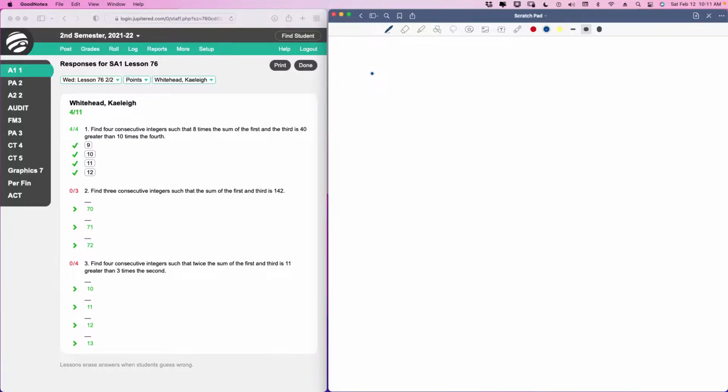The main thing you have to do to find consecutive integers is first set up your formula. For consecutive integers, it's always going to be the same thing. You're going to have n, n plus 1, and n plus 2. This says find three consecutive integers, so this is the first one, second one, third one. That's all you have to do to set up your equation.